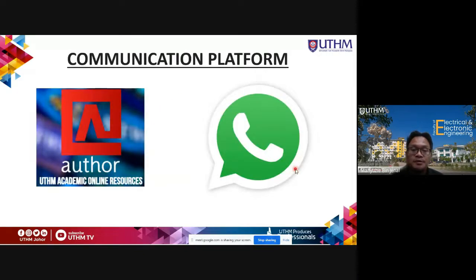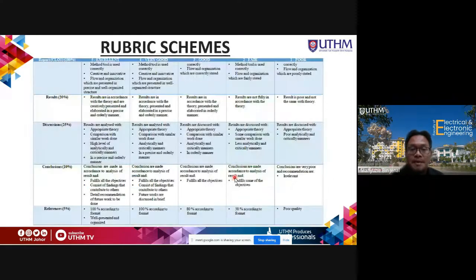Communications platform, we are going to have two of these, Outer and also WhatsApp. So these are the rubric screens. The marks here actually do not tally, they mismatch with the ones I showed you. This is only a guide for you in order to score high marks. So how to score good marks, for example.